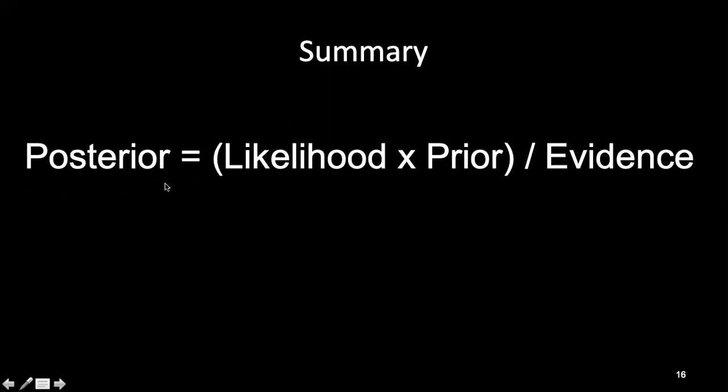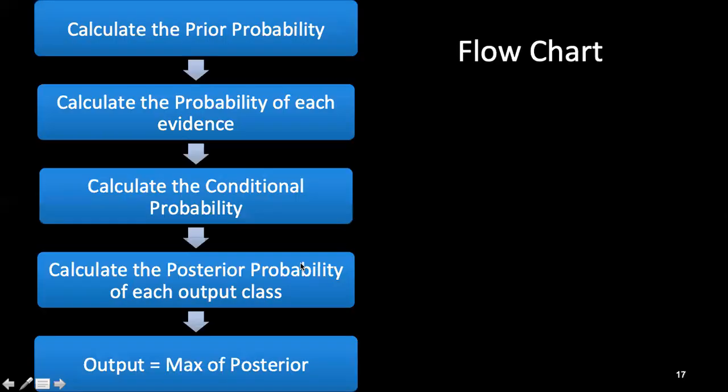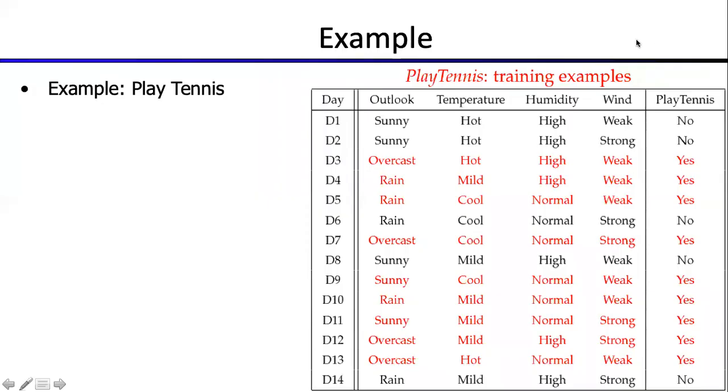So in summary, the posterior probability is likelihood times prior of the class divided by the prior of the evidence. And this is the flow chart. You calculate the prior probabilities for the class, you calculate the prior probabilities for the evidence, you calculate the conditional probability or the likelihoods of evidence given the class, then you calculate the posterior probabilities for the classes, and then your result, or your inference, is the one that has the maximum probability. So let's apply this to the example that we applied to the decision trees.